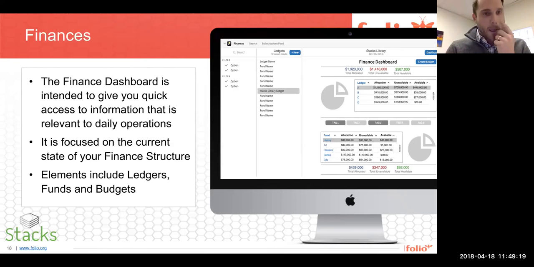Anyways, the finances module, just to come back now to what we're calling the finance dashboard. So we've seen that we have ledgers, funds, and budgets in the system, and hopefully you have a reasonable idea of how those things fit together, how they can potentially fit together. They don't need to have relationships, but they can have relationships. The one thing that is always going to exist is a fund is going to relate to a ledger, and a budget is going to relate directly to a specific fund.